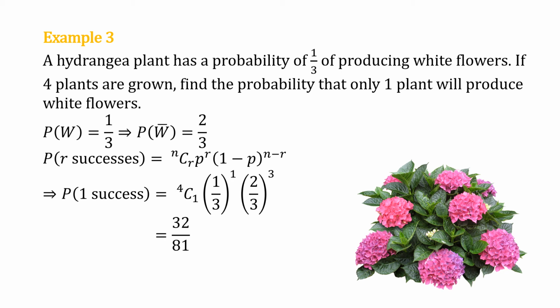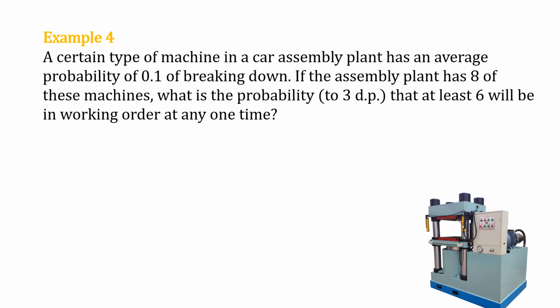All right, in both example 2 and example 3, we're talking about only one plant, or exactly 5 times that it comes up heads. Right? We've got an exact number. Example 4 is now different. We've got a certain type of machine in a car assembly plant that has an average probability of 0.1 of breaking down. If the assembly plant has 8 of these machines, what is the probability to 3 decimal places that at least 6 will be in working order at any one time?